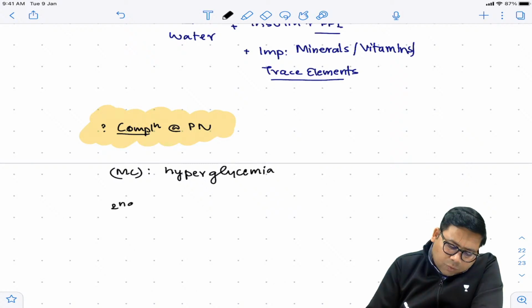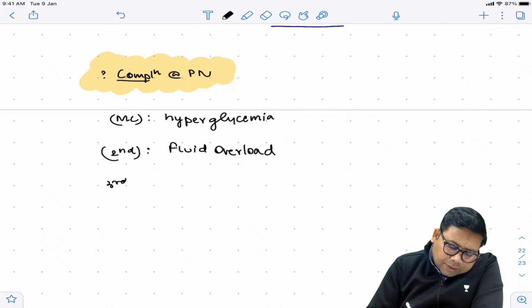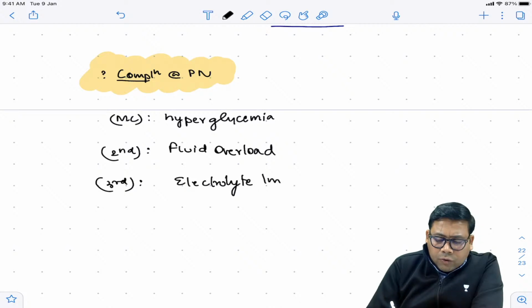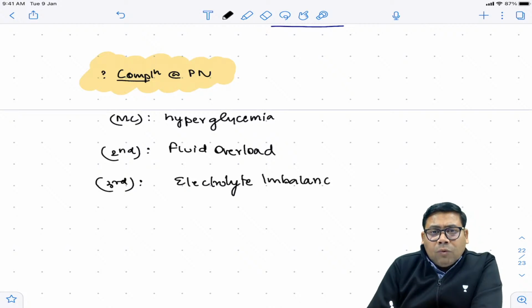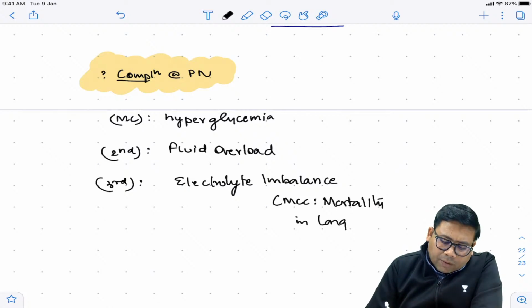The second most common is fluid overload. The third is electrolyte imbalance. So when we talk about electrolyte imbalance, what is so important? Do you know electrolyte imbalance is the most common cause of mortality in long-term TPN therapy? So in long-term therapy, this is very, very important.